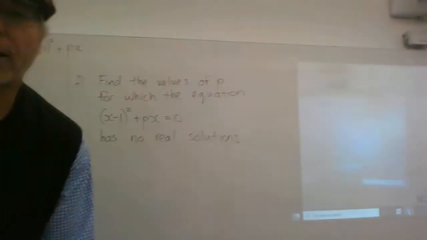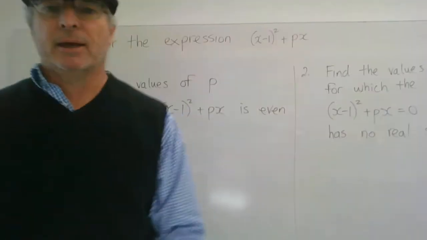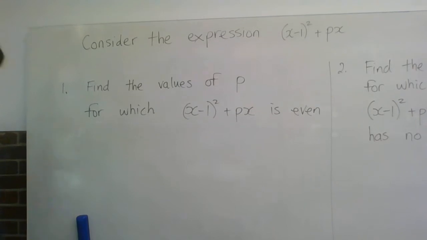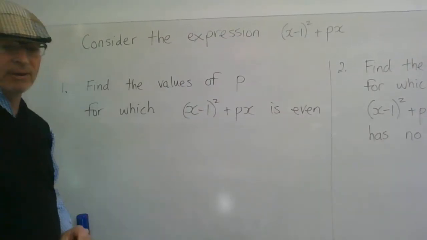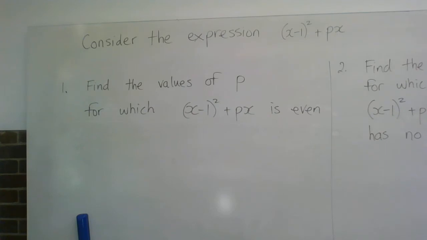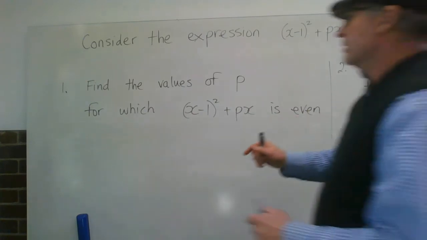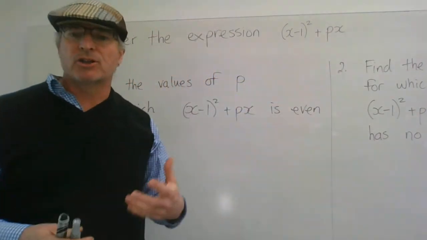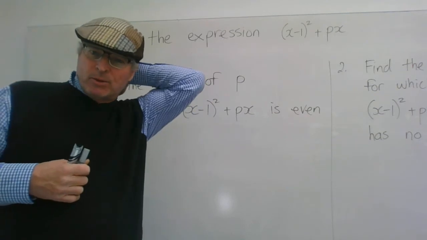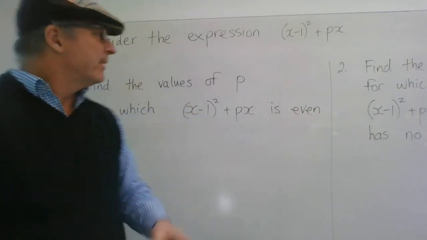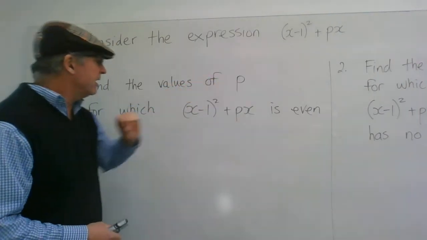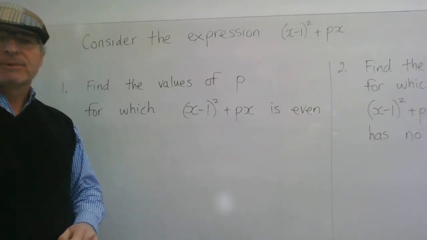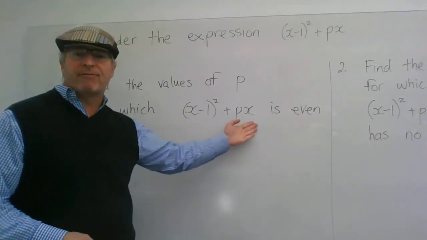So the question that I want to get an answer to starts off here with this expression. So I'll just turn this off over here, and we can get started. So consider the expression (x minus 1) squared plus px, which is what I just showed you a picture of. It's saying find the values of p for which (x minus 1) squared plus px is even. What values of p makes this an even function?